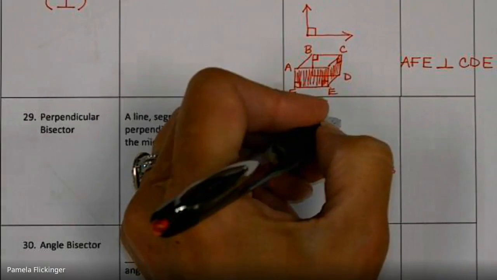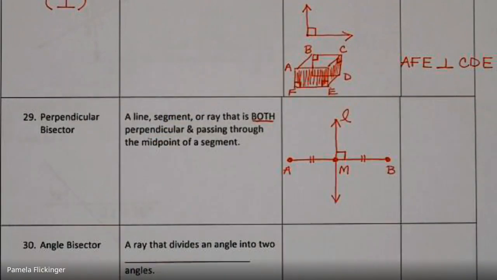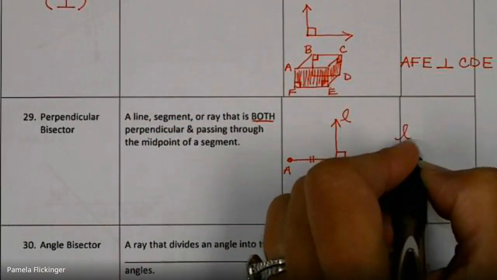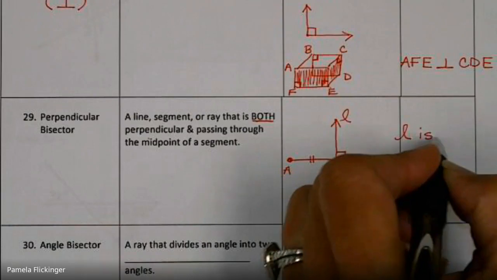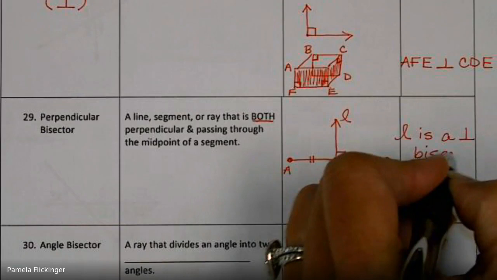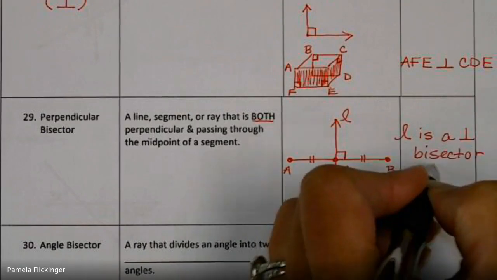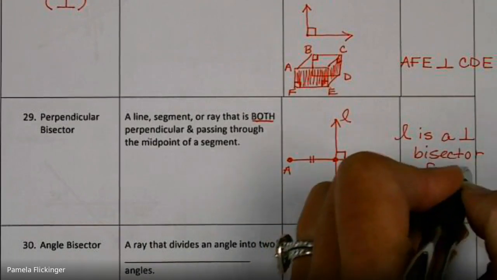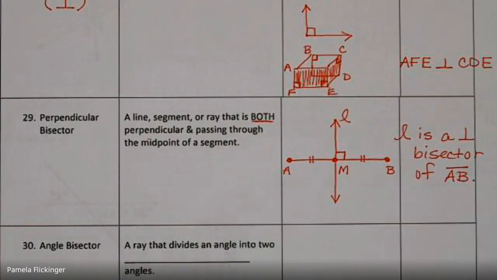All right, so I'll call this line L. And then over here, so we would say line L is a perpendicular bisector of segment AB. All right, so it must go through the midpoint and it must also form a right angle.